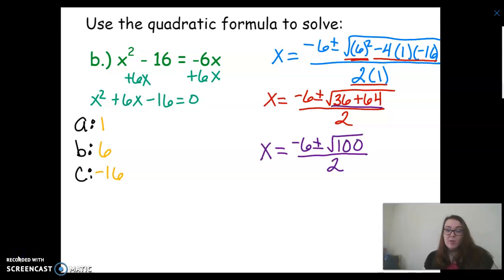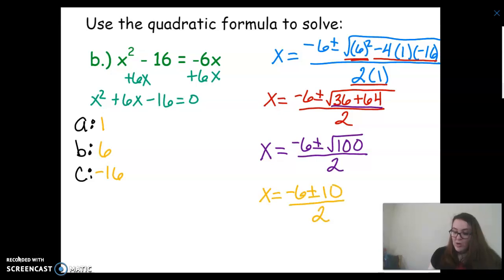Okay, so under the square root, I have a square root of 100. This is where I'm going to pick back up and talk again here, because now the square root of 100 is a perfect square. It is 10 divided by 2. Do we have any square roots in the question anymore? And the answer to that is no.